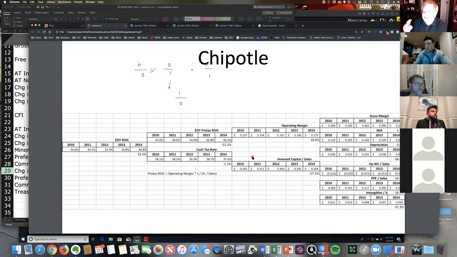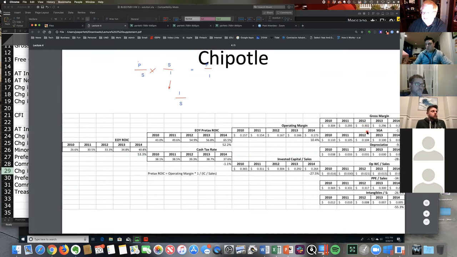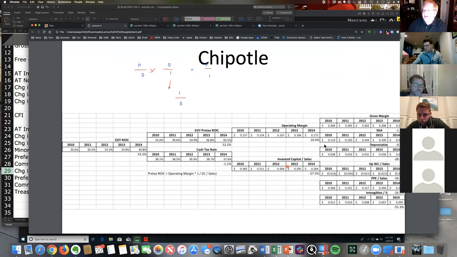Next, and I'm going to call this the second level of analysis. We'll start with Chipotle. Gross margin minus SG&A minus depreciation equals operating margin. These are the three things off the income statement. This minus this minus this equals that. So these three things explain the operating margin. These three things off the balance sheet, working capital, PP&E, goodwill, and intangibles, when you add them, sum to that. So for the second level of analysis, these three things explain the change in margin. These three things explain the change in productivity.